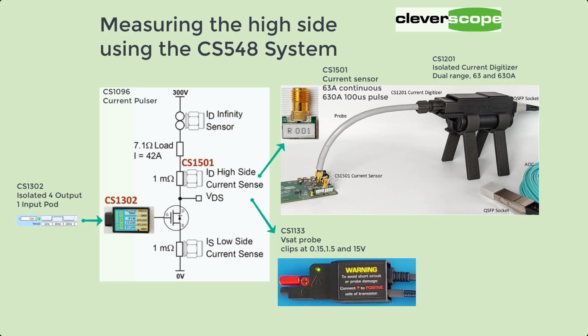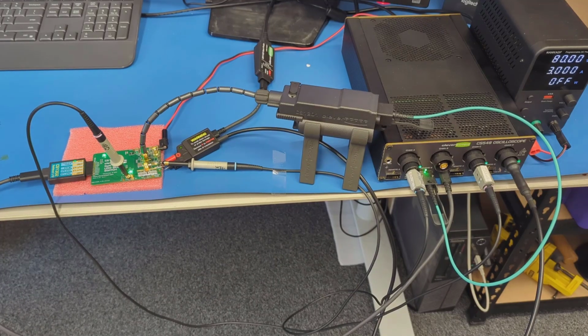In addition, we'll be using the CS1133 Vsat probe to measure the saturation voltage across the transistor and a standard 100 times probe to measure VDS. Both of these measurements can be in the low or the high side. The CS1302 isolated digital 4-output, 1-input pod is used to drive the transistor. We use Pulse Builder to make the pulses.